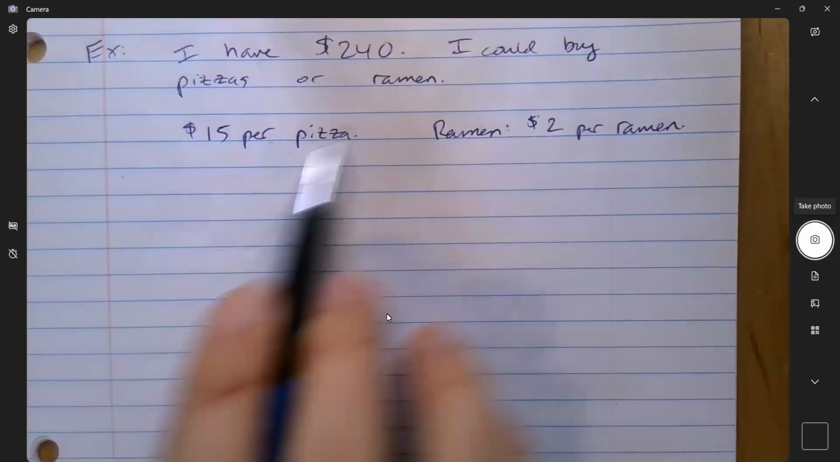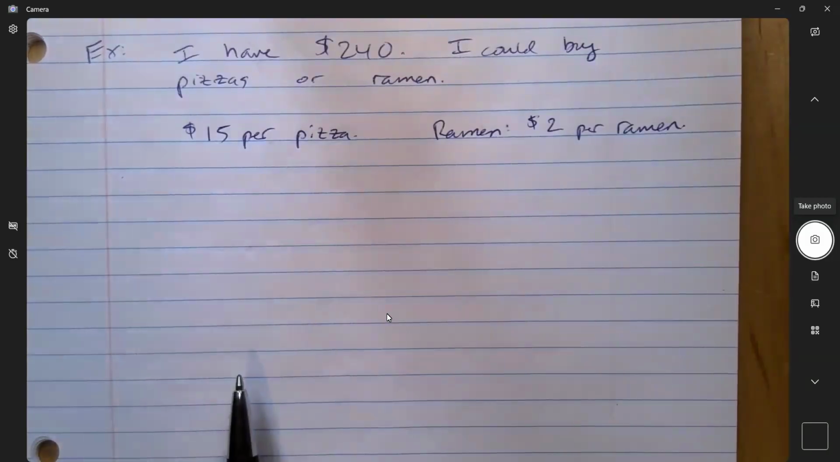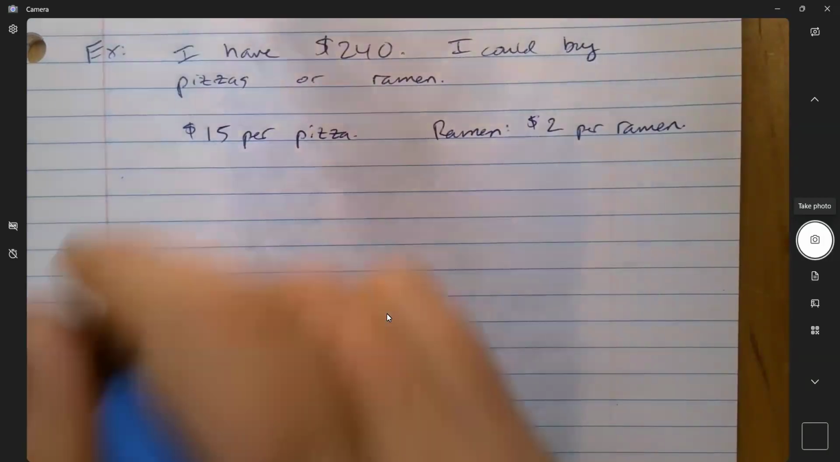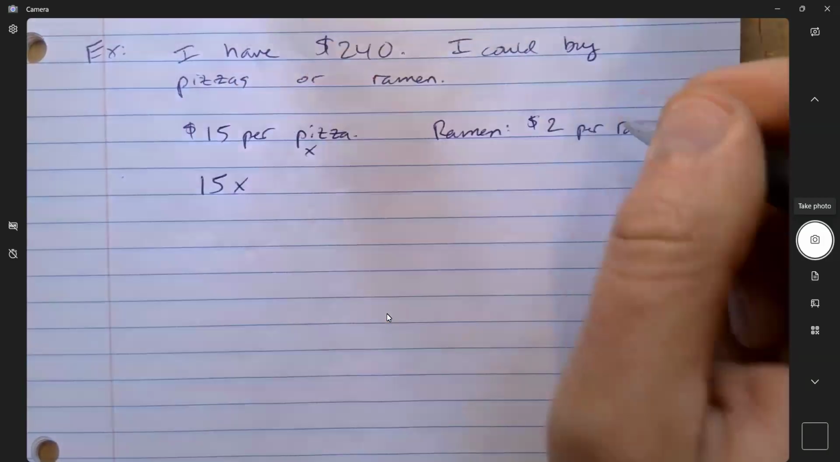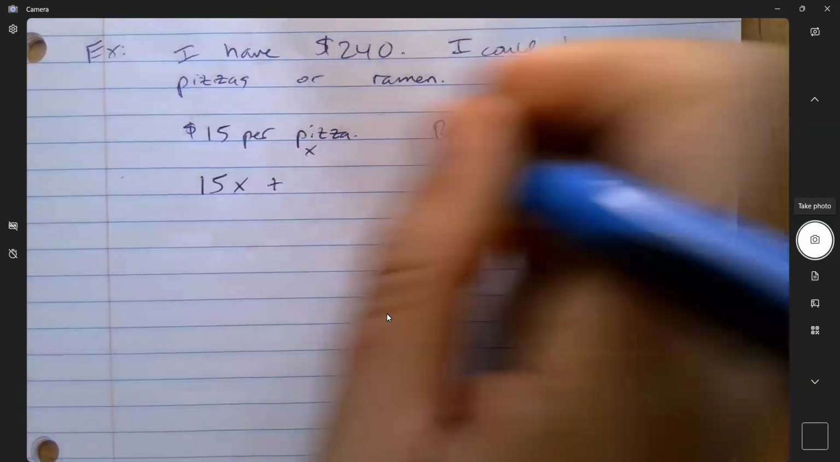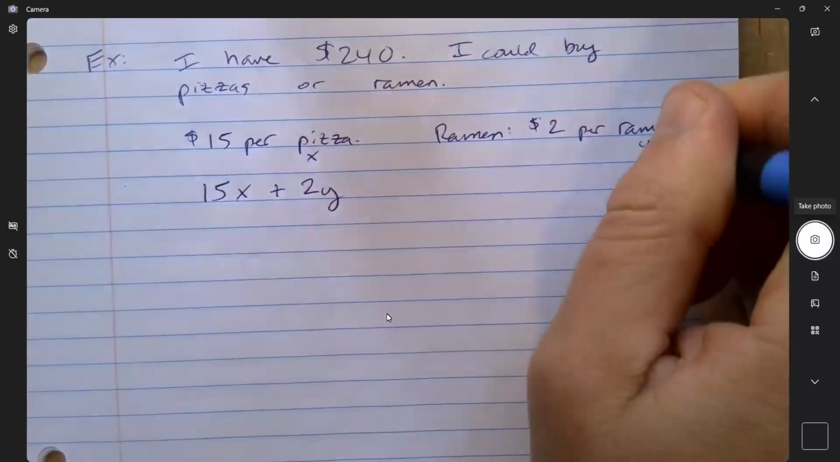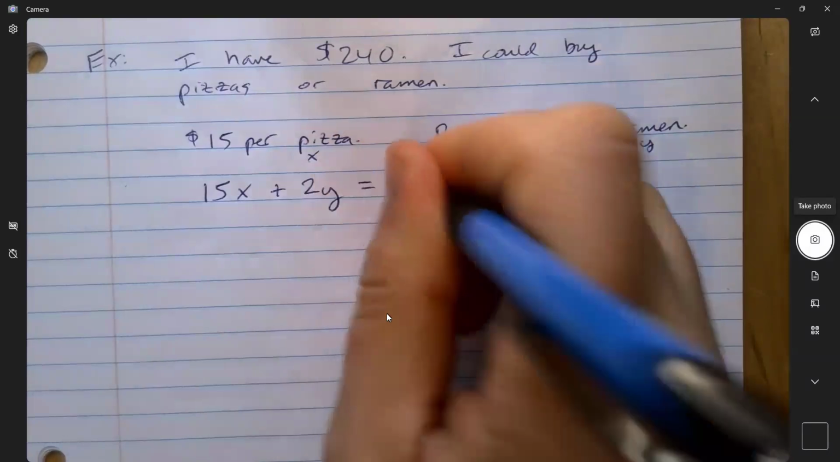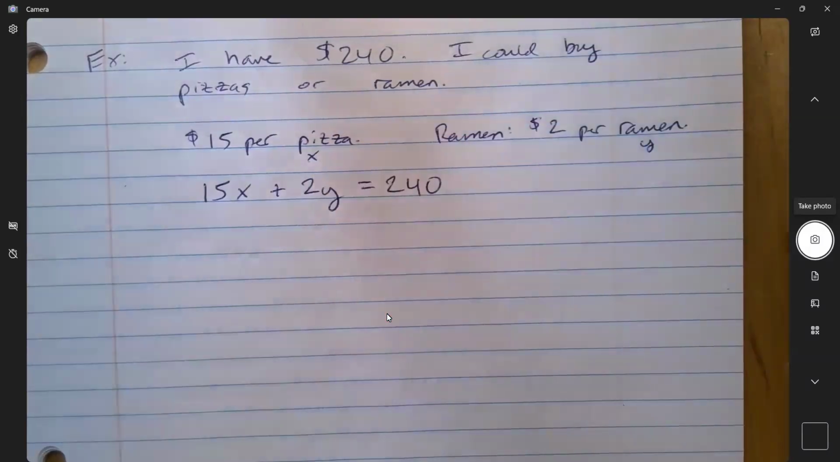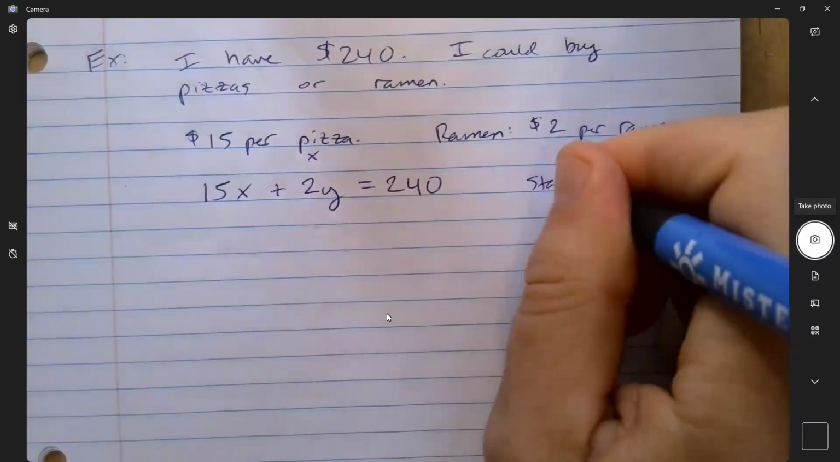So last time I talked through some possibilities first. We looked at numbers first. This time let's jump straight to the symbols. I know it's $15 per pizza, so let's let pizza be X. And I know it's $2 per ramen, so let's let ramen equal Y. And I know I have $240 total, and now I have the standard form.